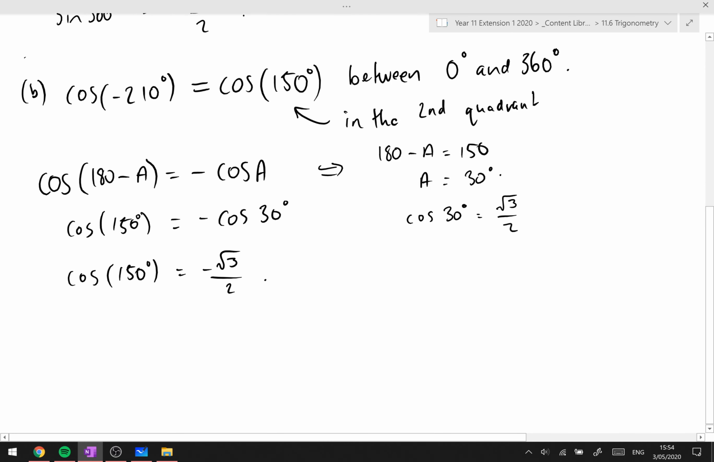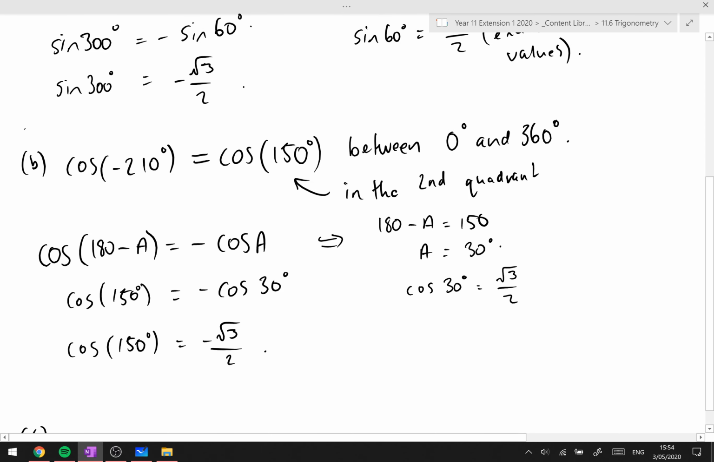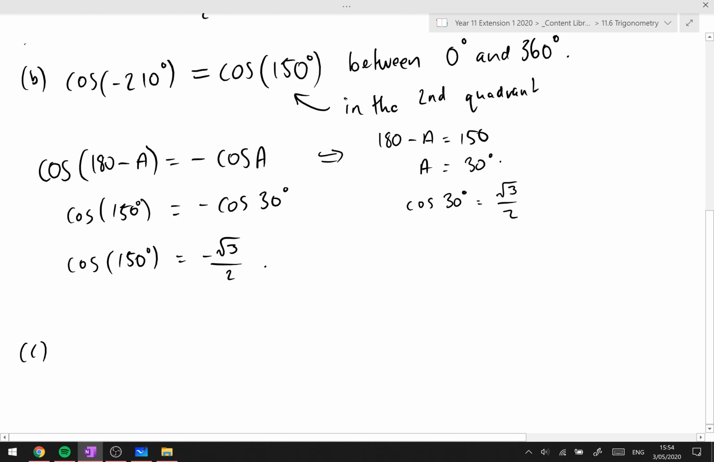And finally our third one. Our third one in this case is cos of 570 degrees. You know what? Let's change it up a little bit. Let's do tan of 570 degrees.